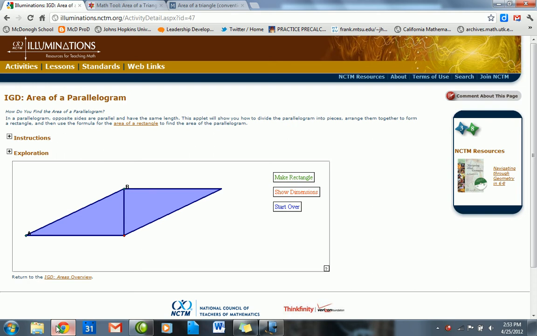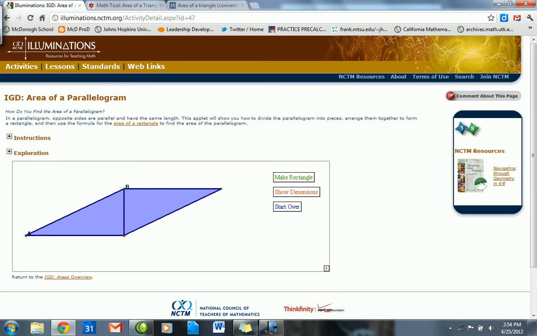Hey there. We're going to talk about parallelograms and triangles today, areas of those two particular polygons. So here's a parallelogram, right? And remember, definition of parallelogram, you have two pairs of opposite parallel sides. And remember also the opposite sides are also congruent by property.